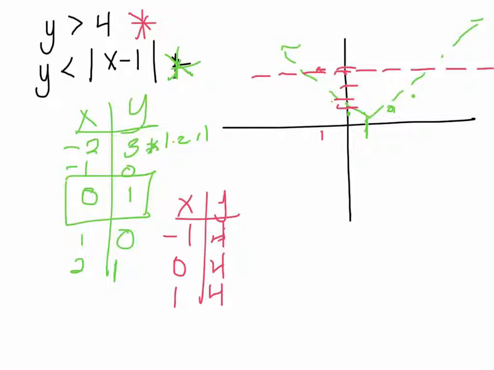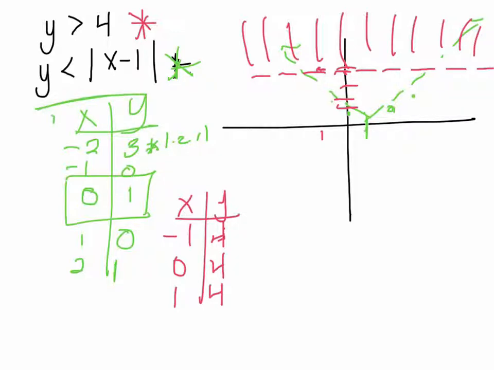Then, since it says y is greater than 4, it's going to be all these values up here. Y is less than the absolute value, so let's go back to the green one, we forgot to shade. The values are less than that.